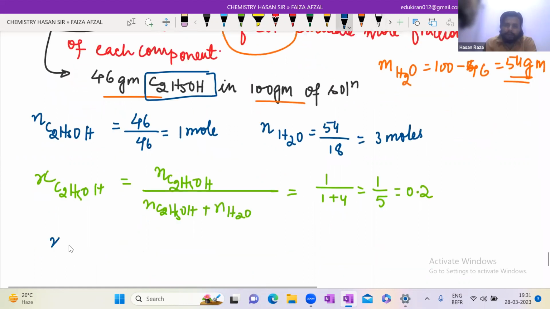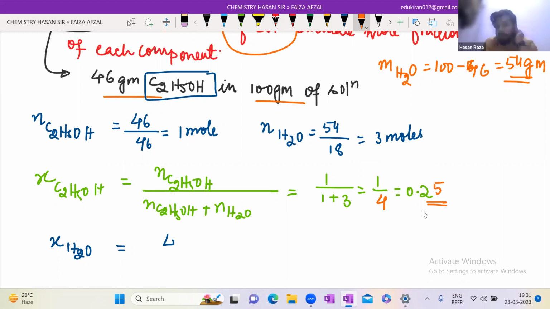Now, if you calculate the mole fraction, moles of water is 3. Wait a minute, I made some mistake. Here it will be 3, so the sum is 1 plus 3, that will be equal to 4. So it will be 0.25 mole fraction, not 0.15. Are you getting my point? Yes, sir. At the place of 3 moles, I wrote 5 firstly, that was wrong. Now, mole fraction of water is number of moles of water upon number of moles of water plus number of moles of C2H5OH. So it will be 3 by 4, that is equal to 0.75.